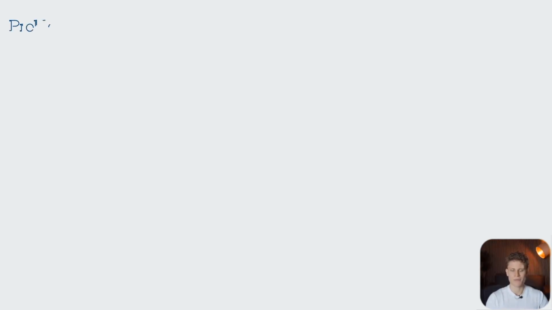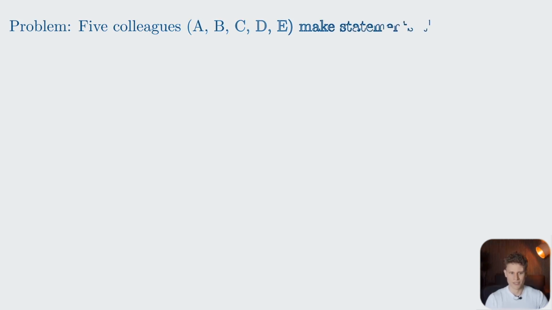Here's the problem. 5 colleagues, Anna, Ben, Clara, David and Elena are deciding whether to attend a company retreat. They each make a statement about their attendance. We are told that the statements made by Anna, Ben, Clara, David and Elena are all true. Our task is to determine which of the given statements are also guaranteed to be true.